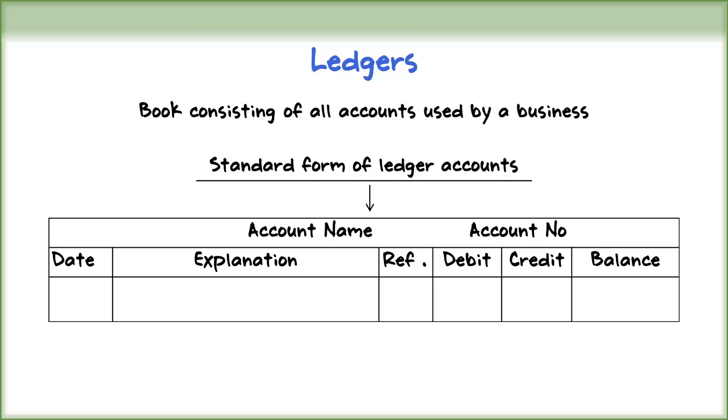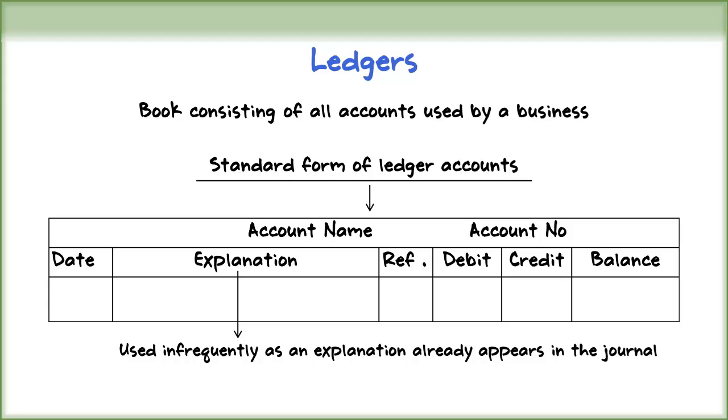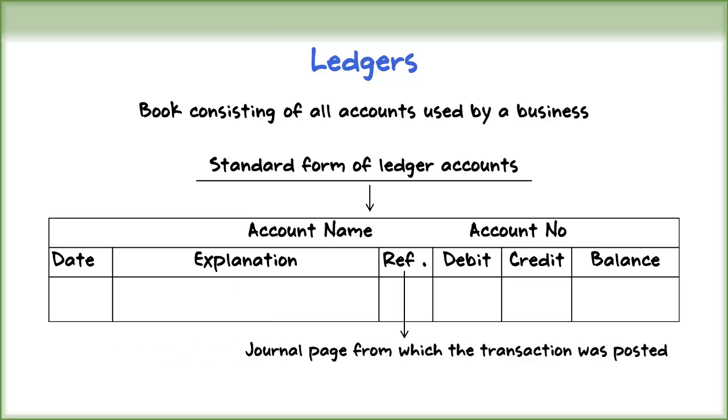The first column is the date column, where we record the date of the transaction. The second column is the explanation column. This column of the ledger account is used infrequently because an explanation already appears in the journal. The reference column of a ledger indicates the journal page from which the transaction was posted.